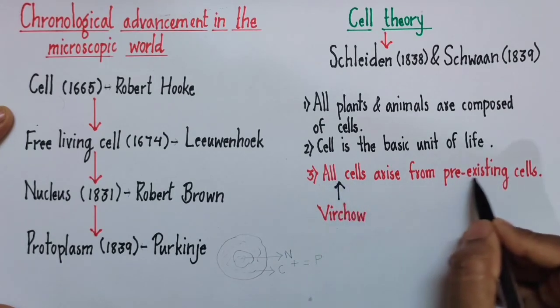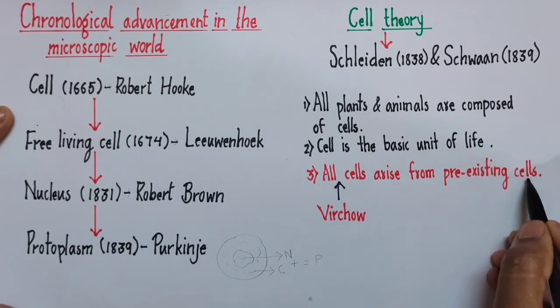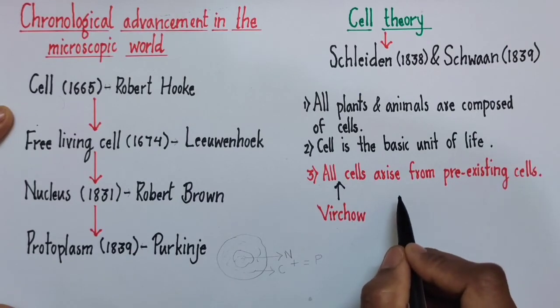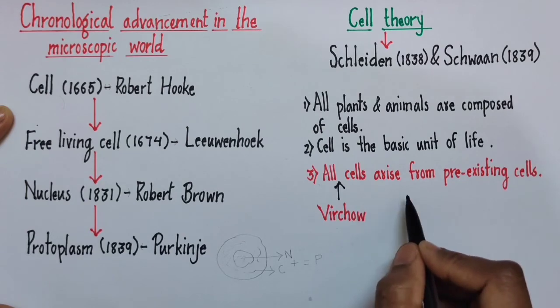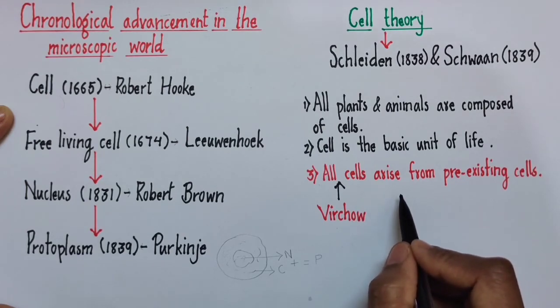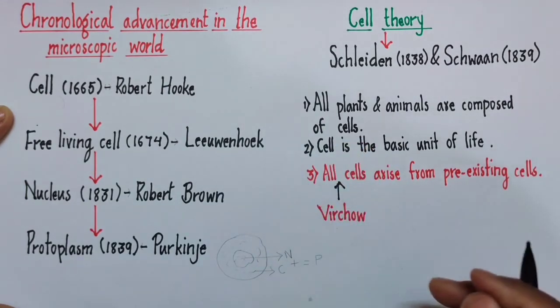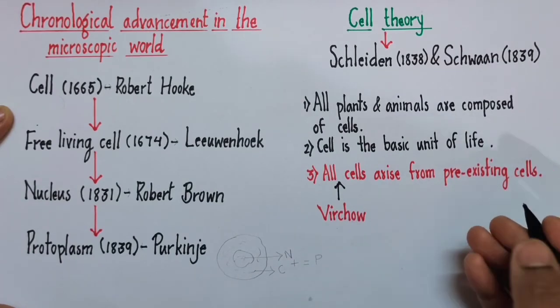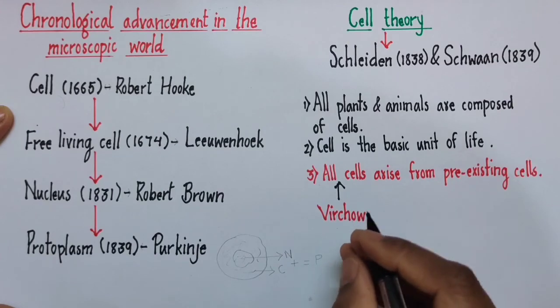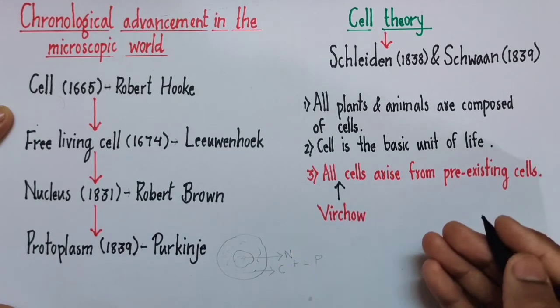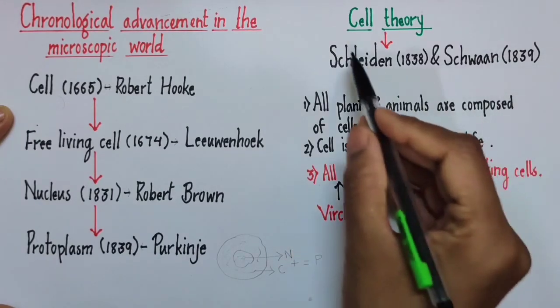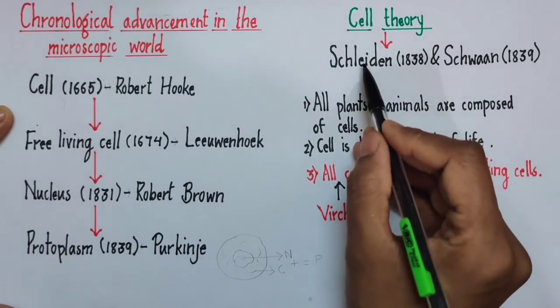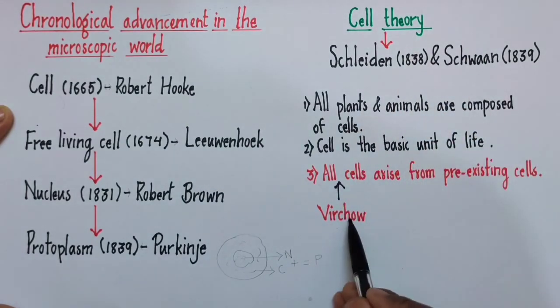Now this point is very important because earlier people used to believe that life originates on its own spontaneously, which means new cells can be formed spontaneously from nothing. But we know that for a new cell to be formed, there has to be a parent cell. So only a parent cell can give rise to a new daughter cell. So in the cell theory, we need to remember the names of these 3 scientists plus these 3 points.